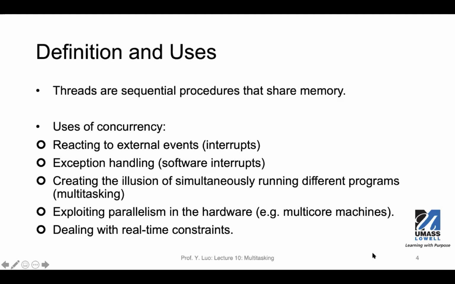We can use threads to react to external events like interrupts. We can also do exceptional handling, and that means the software interrupts. We can create illusions of simultaneously running different programs and try to exploit parallelism in hardware, especially when you have a multi-core machine. And also they will help deal with real-time constraints so that some tasks are not blocking the other ones.